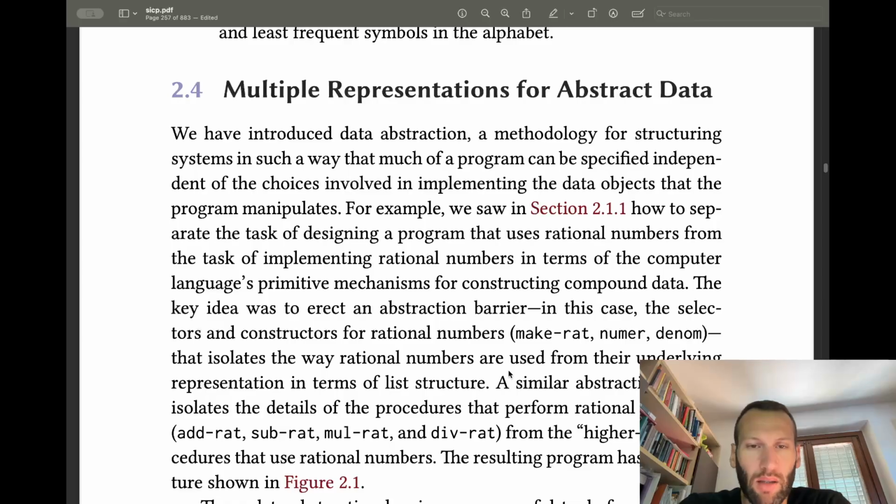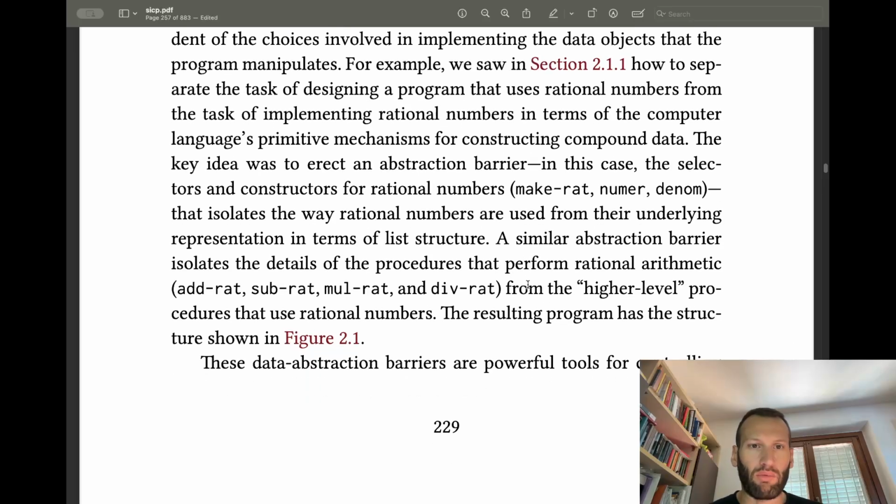We have introduced data abstraction, a methodology for structuring systems in such a way that much of a program can be specified independent of the choices involved in implementing the data objects that the program manipulates. For example, we saw in section 2.1.1 how to separate the task of designing a program that uses rational numbers from the task of implementing rational numbers in terms of the computer language's primitive mechanism for constructing compound data. The key idea was to erect an abstraction barrier, in this case the selectors and constructors for rational numbers, that isolates the way rational numbers are used from their underlying representation in terms of list structure.